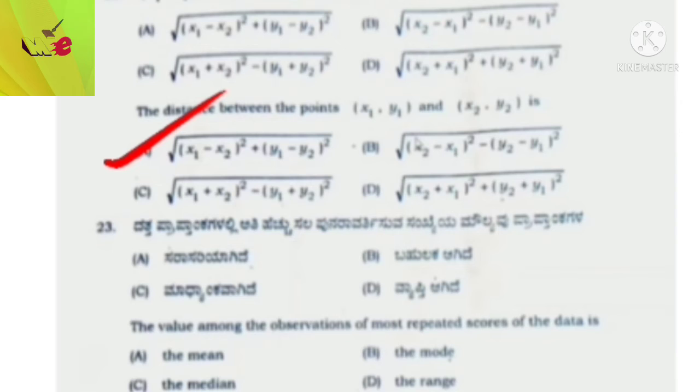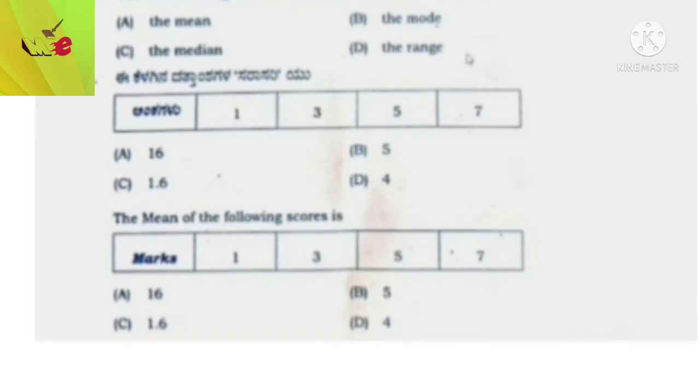Next, 23: the most repeated score of the data. So which is the most repeated score of the data? That is the mode, option B. Next, 24th one: given the data, the mean of the scores 1, 3, 5, 7. Add all the data: 10, then 16, then divided by 4. 4 data are there, 16 by 4, 4 is the answer, option D.